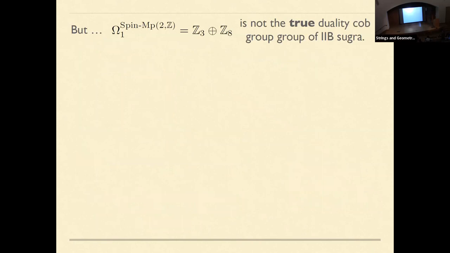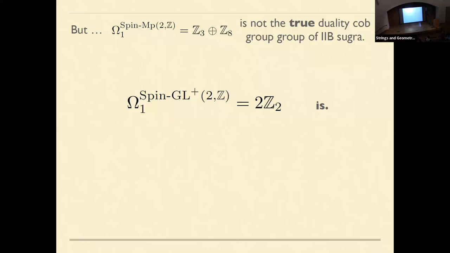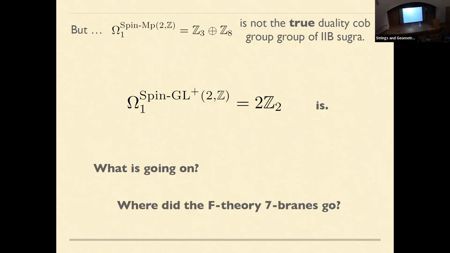But as I told you, this Spin-Mp story was a kind of approximation, where we're ignoring this perturbative symmetry of type 2B. It's not the true duality cobordism group. This is the thing which is the real deal. And you'll notice a very important, and to us at the beginning very confusing, difference between these two. I told you the U generator of the collider type 3 and type 4 is so nice, but there's nothing like that here. It's a completely different cobordism group. So what's going on? I told you I got the seven-branes and then I lost them.